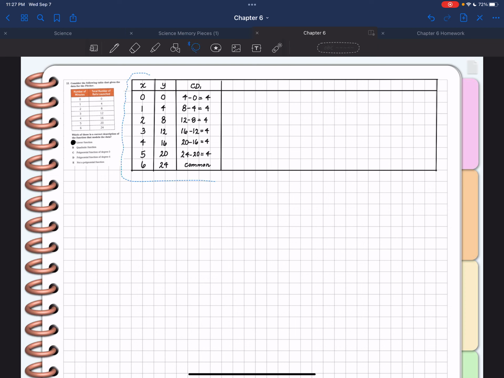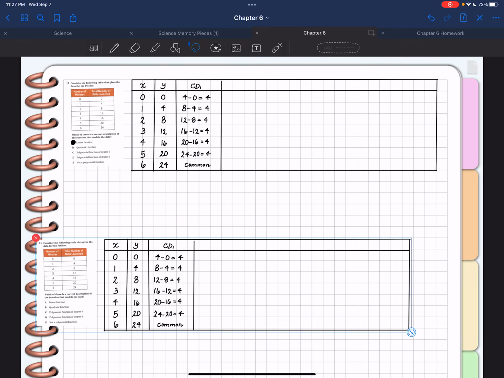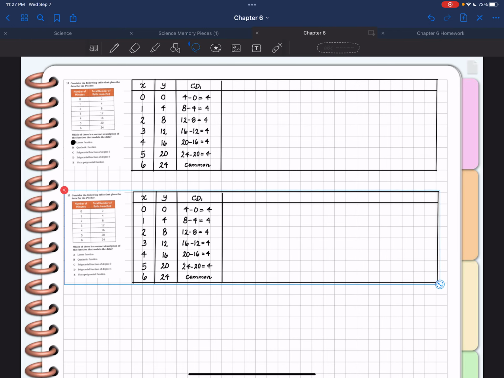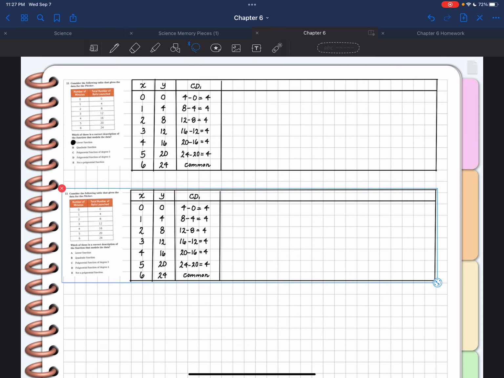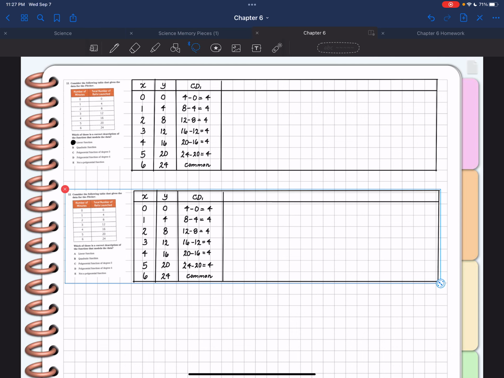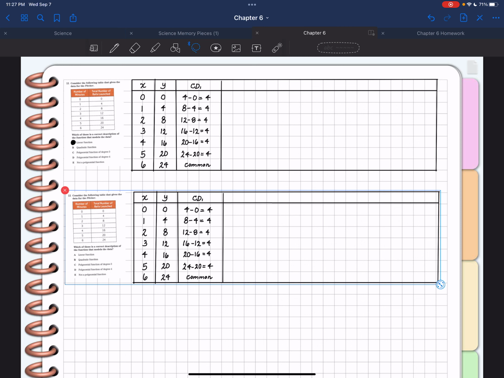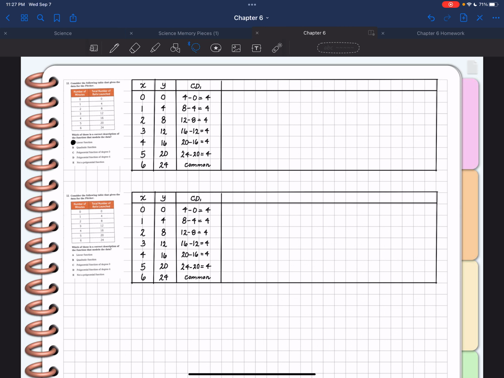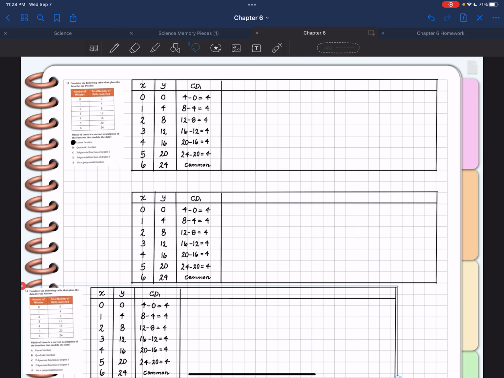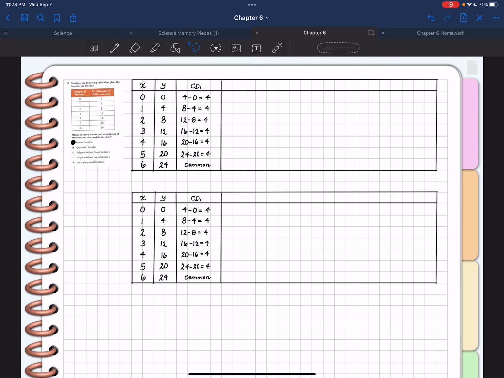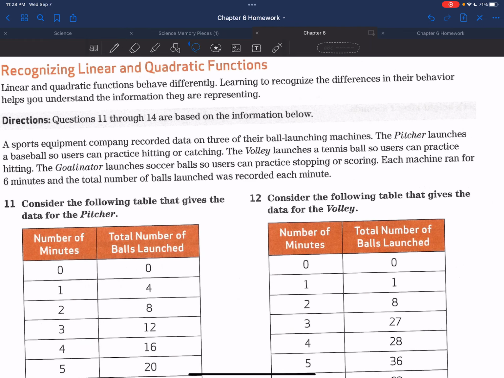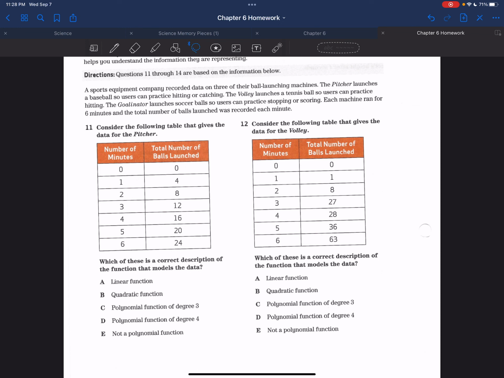I'm going to just take a picture of that. Now, it told me that all of them were tested for 6 minutes. So I think I'm going to be safe to just leave those X values alone. I'm trying to line it up and it's not wanting to do that, but that's okay. So let's look at number 12. Oh no, I've lost number 12. Bear with me a little bit. Here's the valley, or the volley.